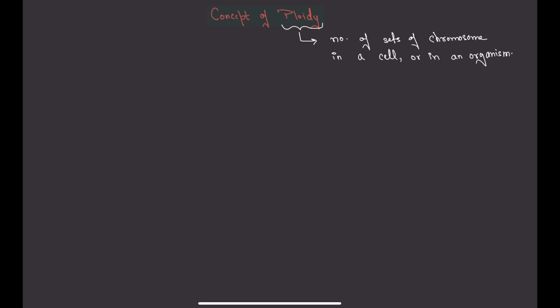Now what do we understand by this set? So set simply means in a chromosome how many copies of each chromosome are present. Set simply means copy of a chromosome.